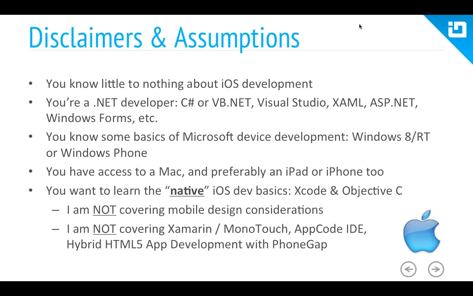The next thing also is there are alternative methods like Xamarin or Monotouch, you might have heard, which allow you to use technologies like Mono and C# to build applications for iOS. There's also another IDE from JetBrains called AppCode, and you can also use hybrid HTML5 apps that are wrapped with PhoneGap to create iOS apps. These are all viable in their own right, and we actually did a webinar on Xamarin and Monotouch last week that I'll be linking in my blog.